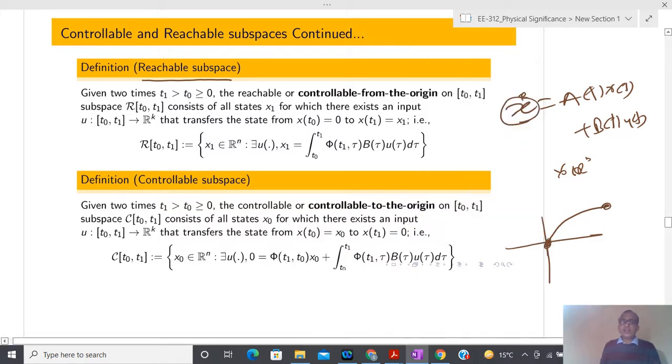Another way is that I check or do the reverse problem. I am trying to move from any other state to here. Due to that reason I have two different notions. This is called reachability. Reachability means controllable from the origin, or this is controllable to the origin. So those are two variations of controllability basically. I have to make sure that I am able to move from this state x(t0) to x(t1) in finite time. Due to that reason t0 and t1, so a finite time interval.